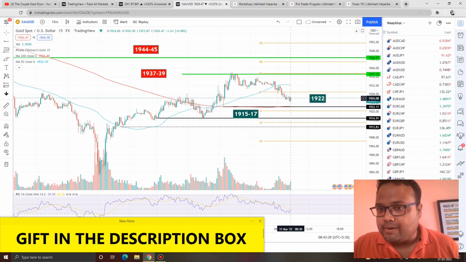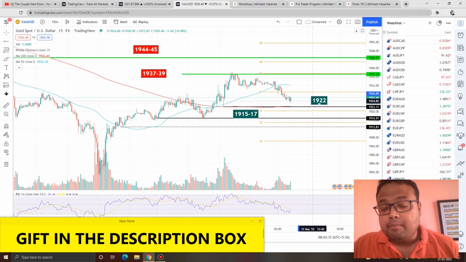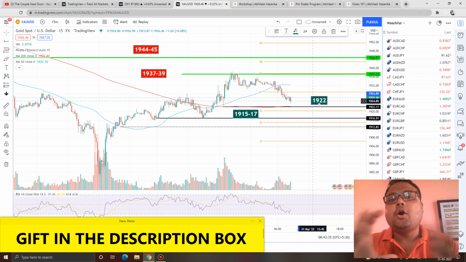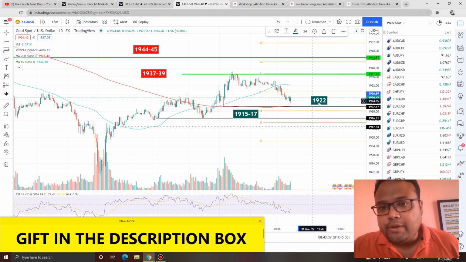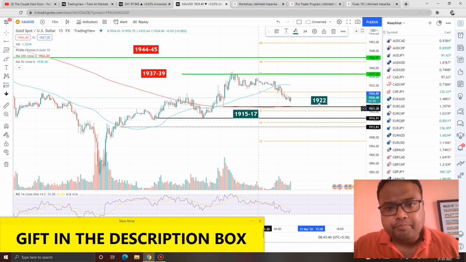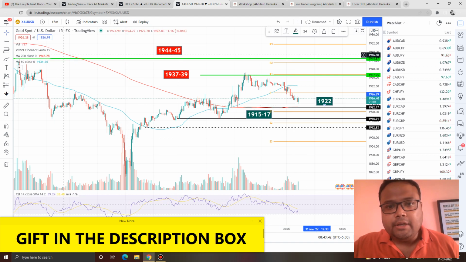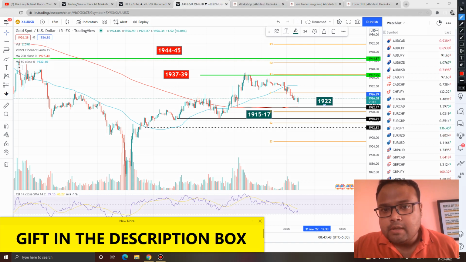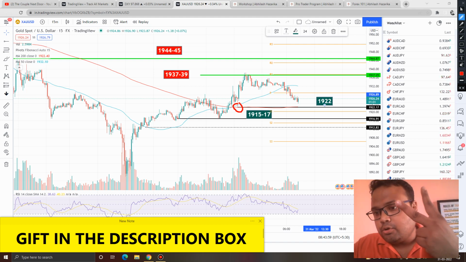This is the current market price here. As you can see, around 1922 we have a minor support. These are all minor levels for the market. Why? Because we have the 200 moving average here. The 200 moving average is coming up, and here the market took support around the 200 moving average. There was also a price rejection around this level. So price rejection plus the 200 moving average, two factors here.